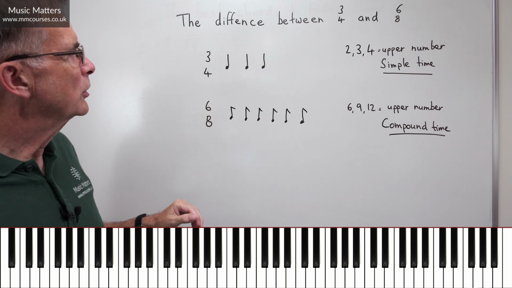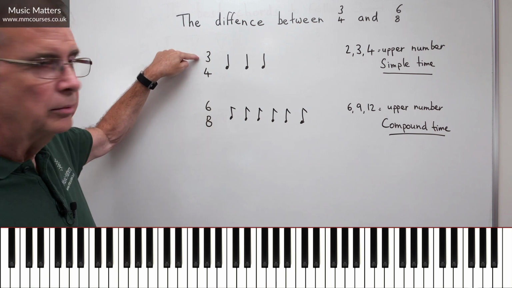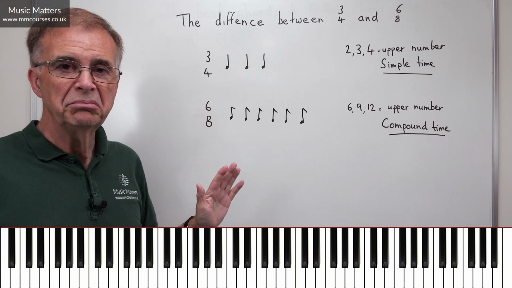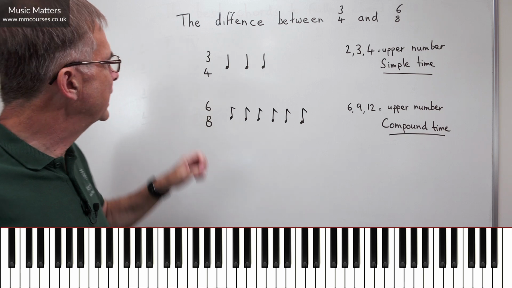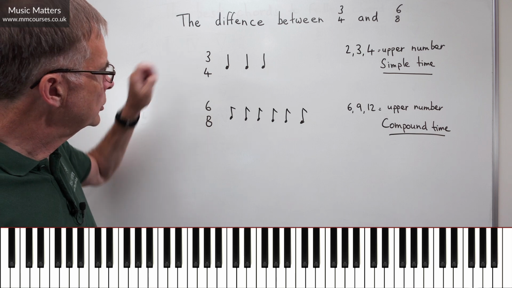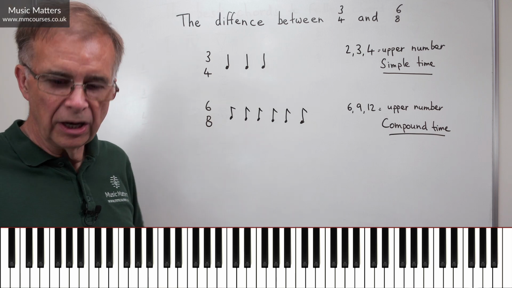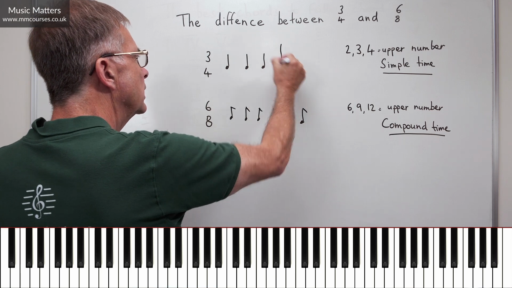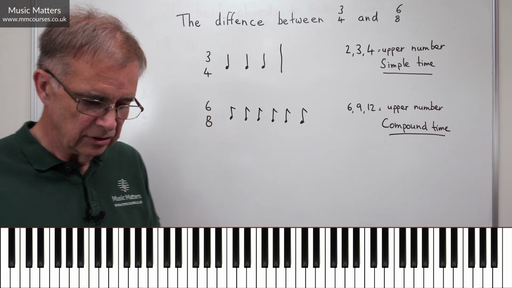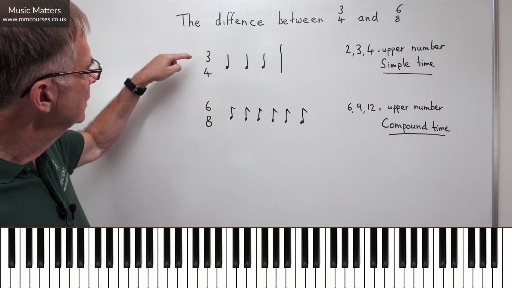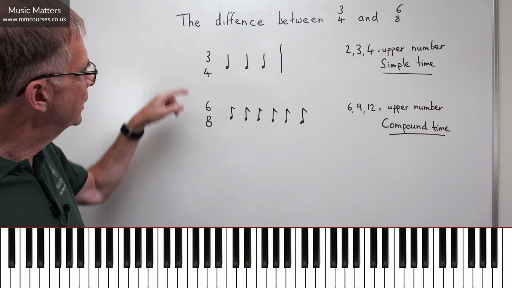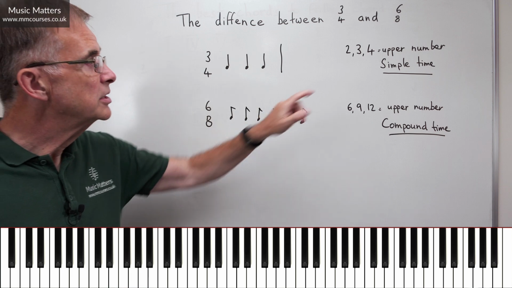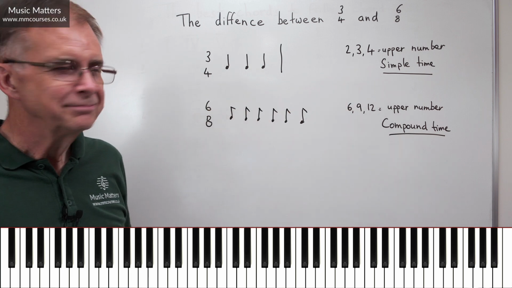Now, if you've got 2, 3, or 4 at the top, as we have here, we're in simple time, and it's called simple time because it's what it says on the tin. That says there are 3 crotchet beats in every bar of music. So I've got my first bar, 3 crotchets, I can draw a bar line and say that's the end of the first bar. So 3 crotchet beats in the bar, or 3 quarter note beats in a bar, and it's as simple as that.